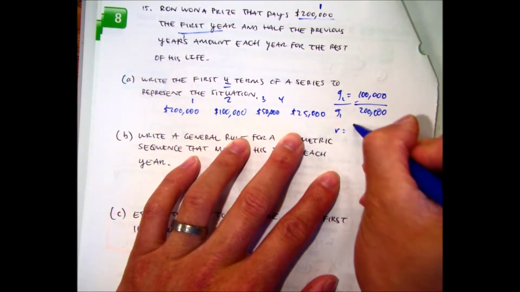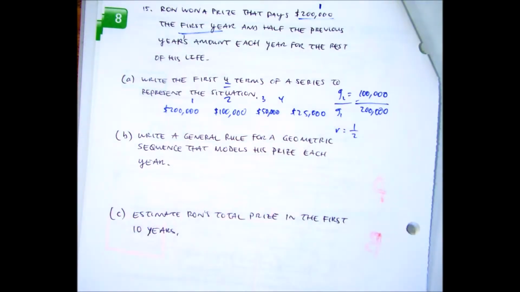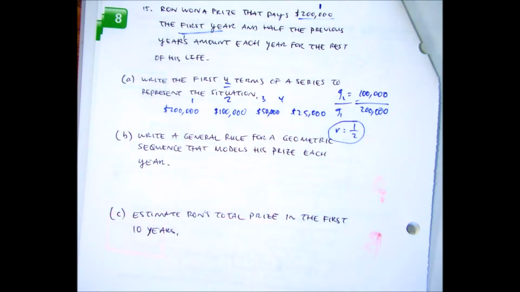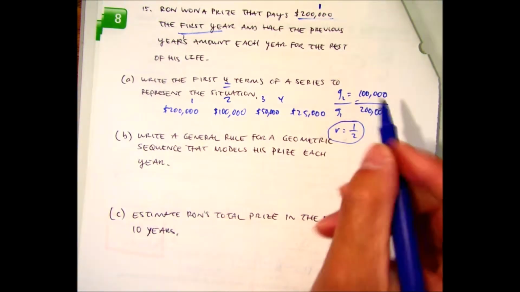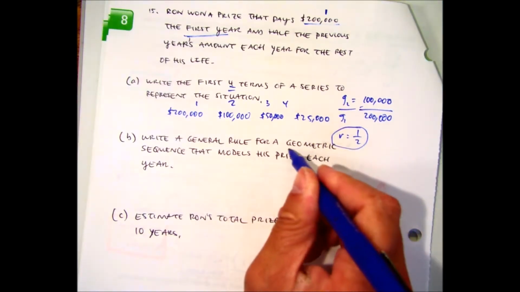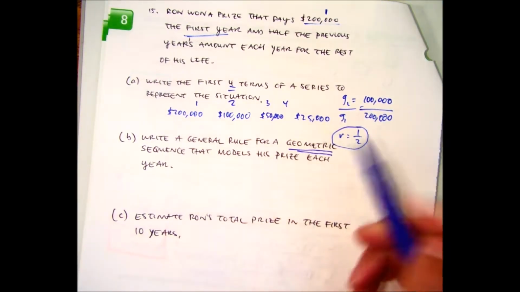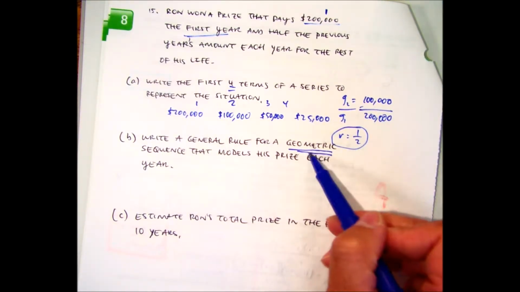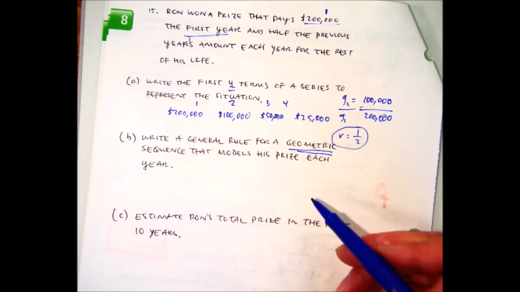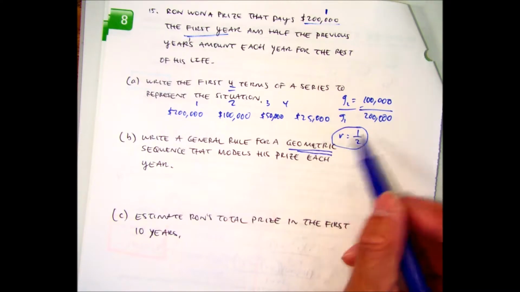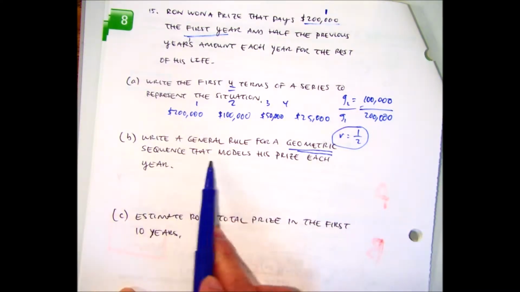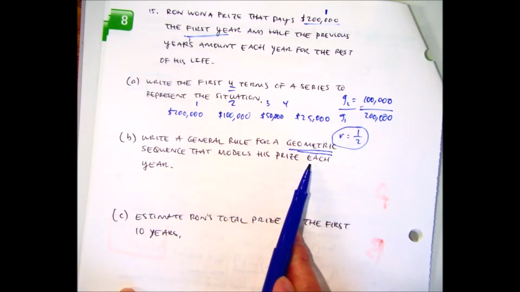1/2. Raise your hand if you got a ratio of 1/2. Because I have a ratio, class, that means it's what? Geometric. And it tells you, write a general rule for a geometric sequence. So this should affirm to you, this is another clue in the problem that tells you you should not be using a common difference. You should be using geometric because it's a ratio.